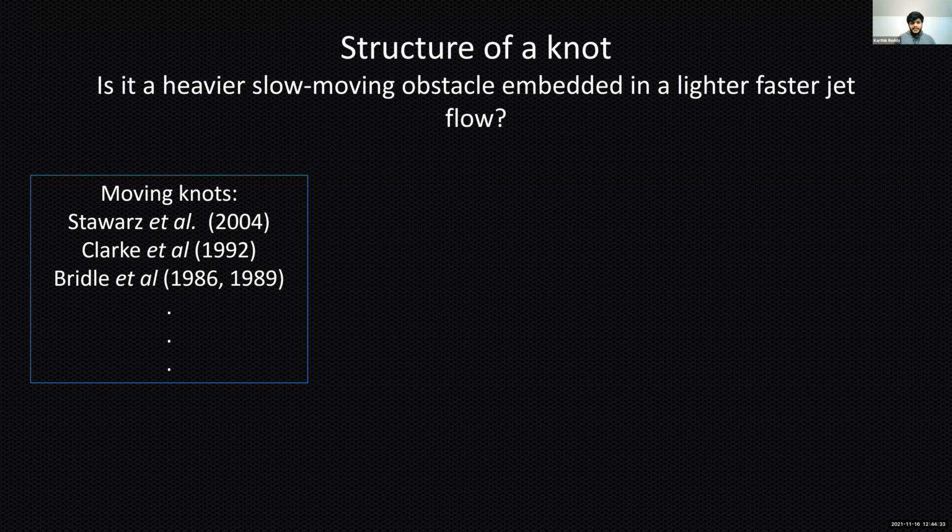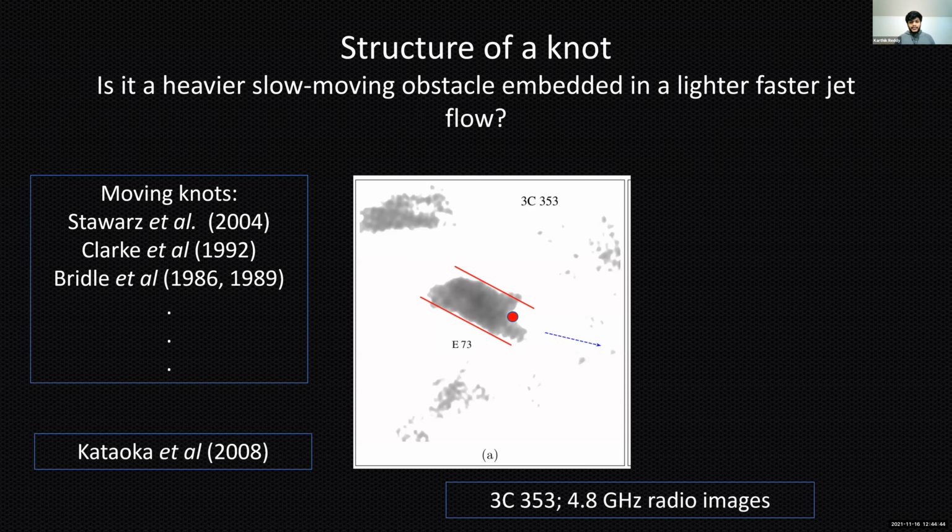But one problem would be that we cannot explain why it could produce an XF type offset. So this led Kataoka et al. to suggest that these knots are probably heavy moving blobs of plasma embedded in a faster and lighter outer flow. So in that case, what could happen is that, this is the knot that I showed from the previous image, the 3C353 one.